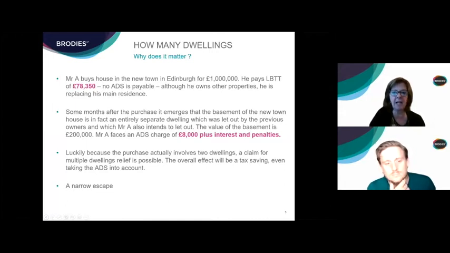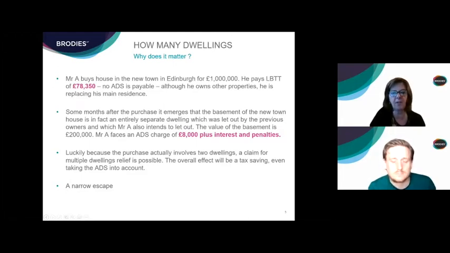But some months later, it comes to light that the basement of this New Town property is in fact an entirely separate dwelling. And this was let out by the previous owners in the past, and Mr. A, in fact, is going to let it out himself. This means that he didn't buy one house, he bought two. And so there's ADS on the basement, and he faces an ADS charge of £8,000 plus interest and penalties. So that is not a good place to be.